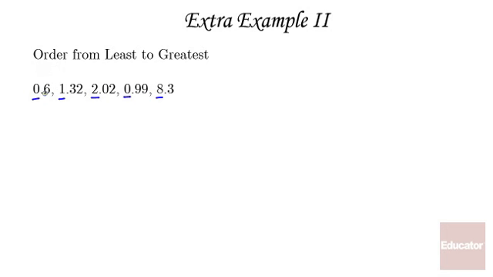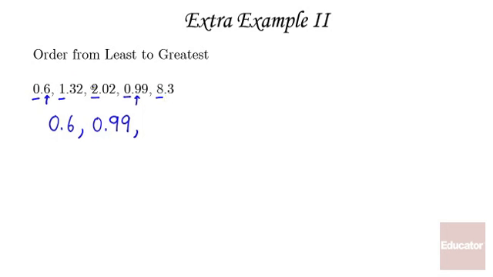So from those two, I'm going to look at the next number. Okay, in the 10th place, 6 is smaller than 9. So I know that this one is going to be the smallest. So 0.6 is first, and then it's going to be that one, 0.99. And then from the remaining numbers, my whole number here is 1, this is 2, and this is 8.